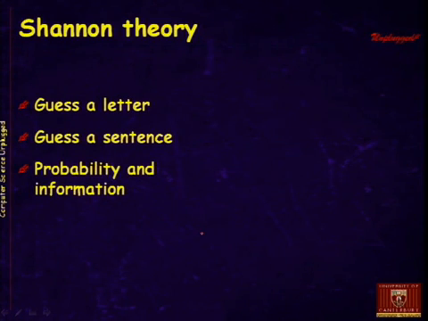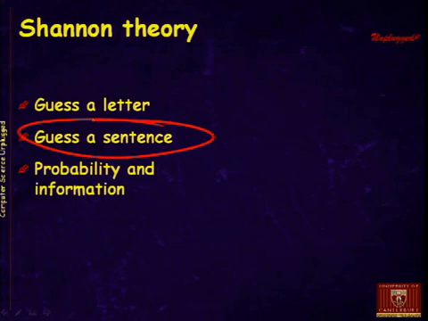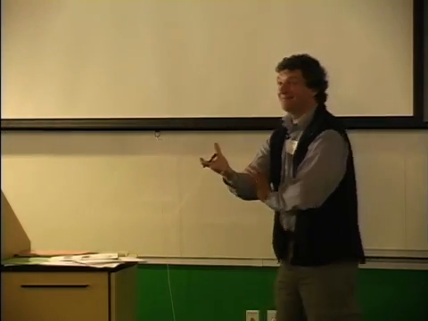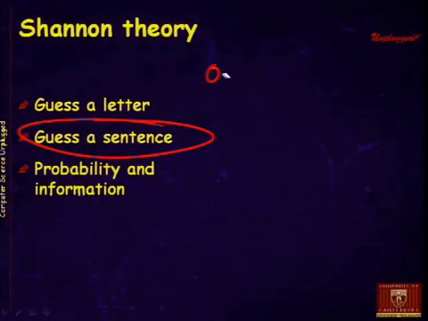But suppose now we guess a sentence. I'm thinking of a sentence. What's the first letter? Is it Q? No. Is it W? No. Is it E? Not E. S? Not S. T? T, thank you. That cost you 5 bits of information, 5 zeros and ones, or 5 yeses and nos.